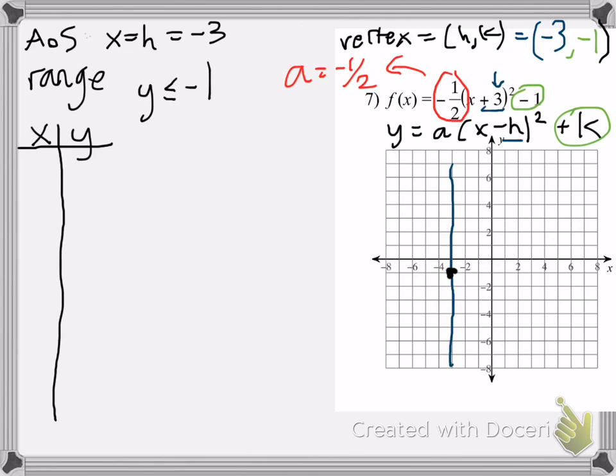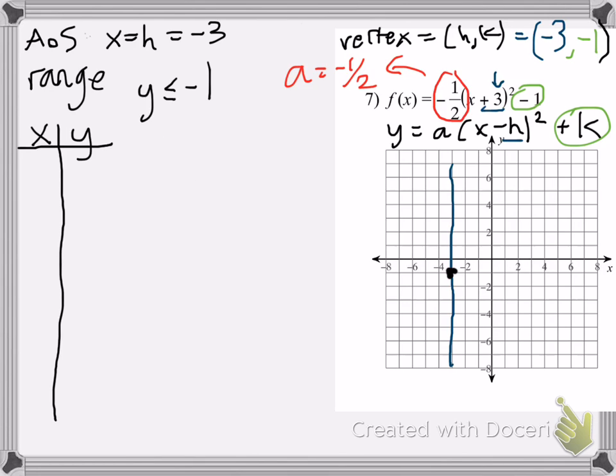A trick here though, because I'm dealing with fractions, I want to think what x values are going to make my life easier. So if I'm dividing by 2, I want this x plus 3 squared thing that I'm dealing with to be even, if possible, because when this is even, then when I divide by 2, I'm not going to get a fraction. I'll still get a whole number. So let me show you what I mean by that.